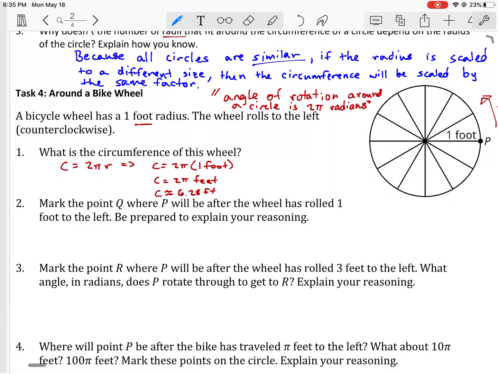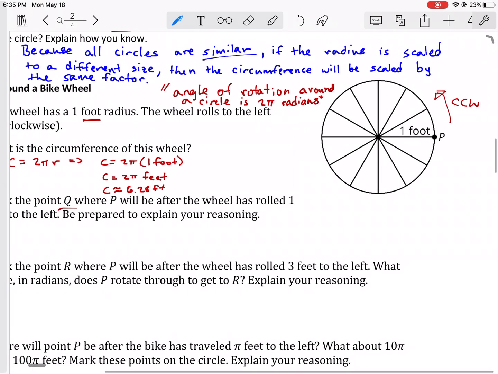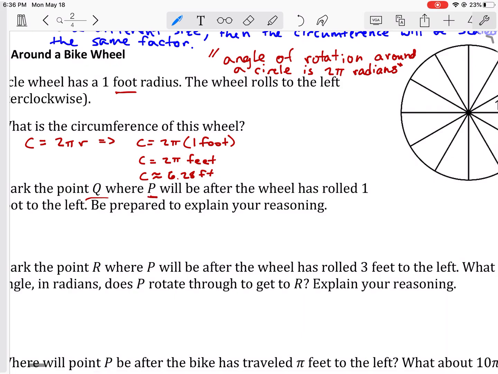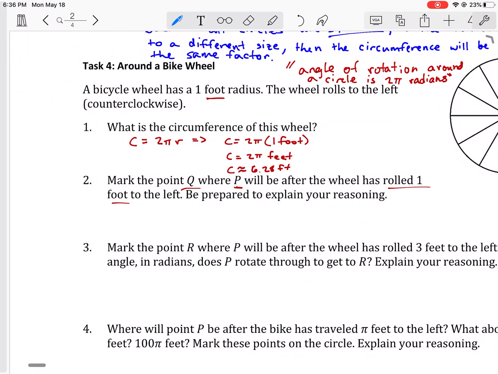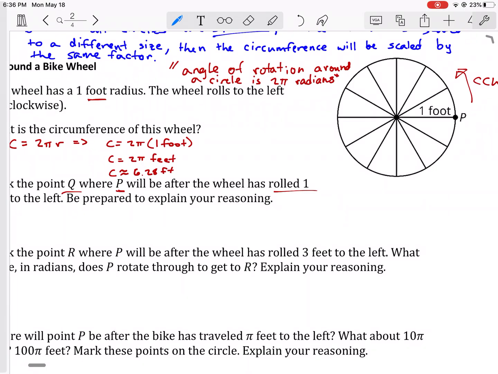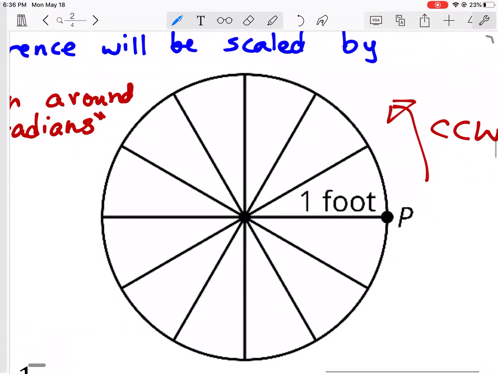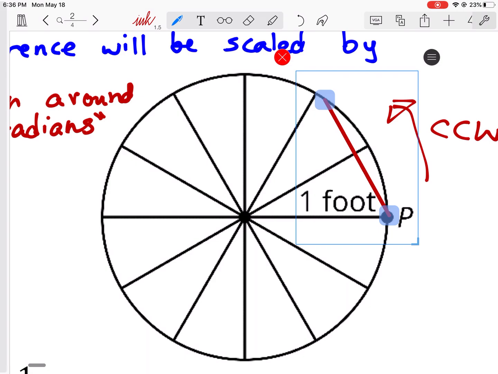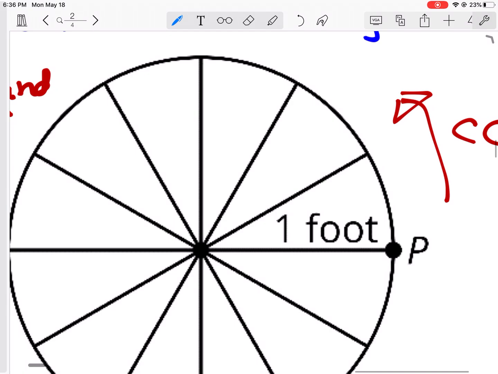Alright, so what I want you to do is try to mark a new point. This is point P. Mark a point Q on the unit circle, or on this wheel I mean, where P will be after it's rolled 1 foot to the left. Be prepared to explain your reasoning. Alright, so if I were to mark this, I know that it has to go 1 foot. Basically, it's just going to travel this radius again. So this radius again, if I were to pretend I scaled it up and bent it, it would probably hit somewhere right around here, Q.